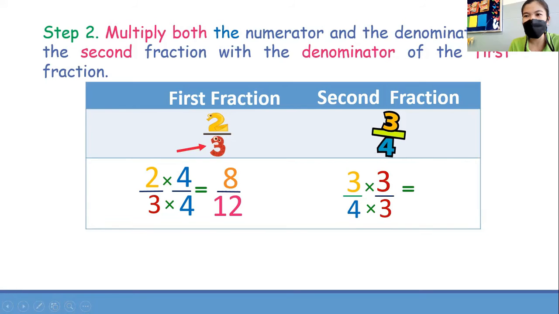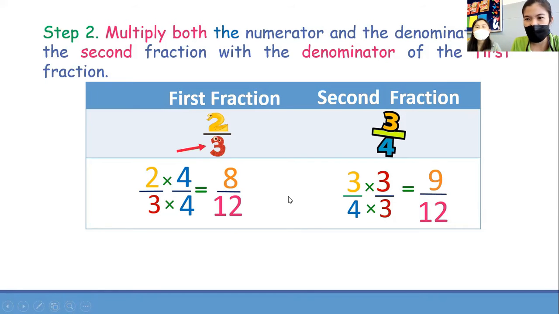So then proceed to multiplication. Just multiply 3 times 3 equals 9. 4 times 3 is 12. Okay, now look at here.